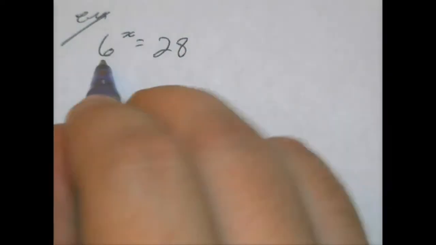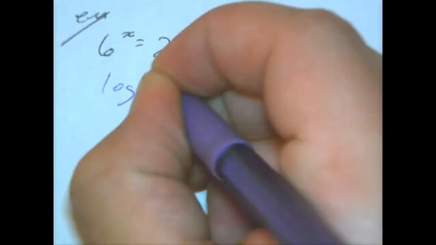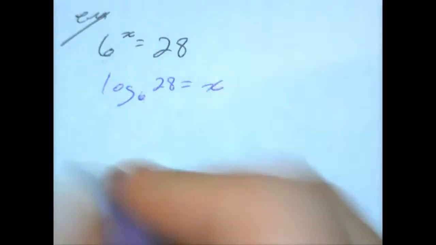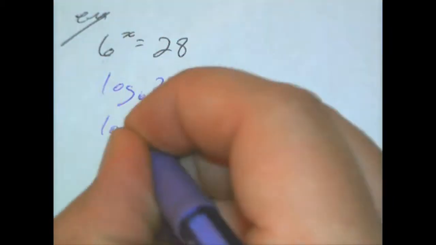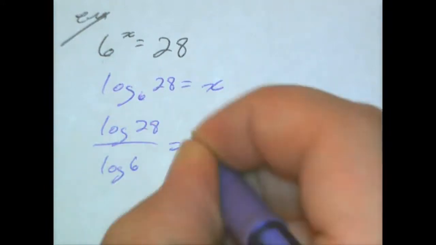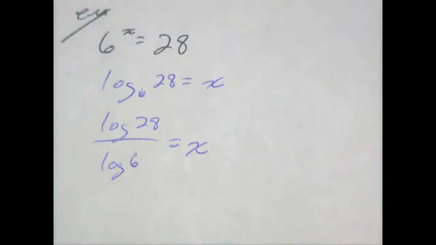All right, with this one, there's no way to get these bases to be the same number, but what we can do is I have a base of 6, and I have 28, so I could rewrite this as log base 6 of 28 equals x, and then I can use my change of base formula to say log of 28 over log 6 is equal to x, and then plug it in my calculator, and I will get a happy-pappy number.